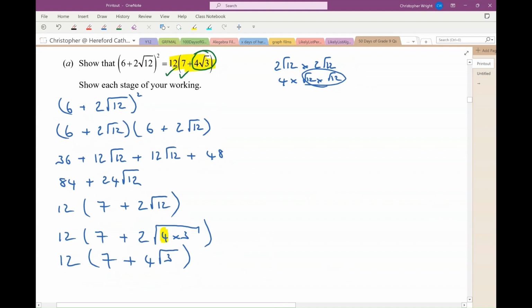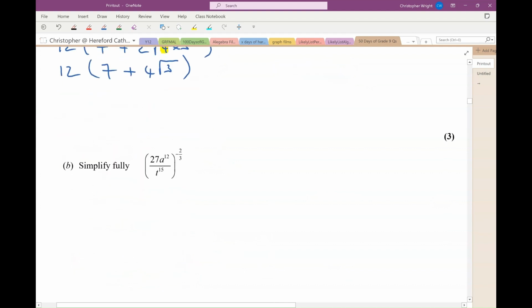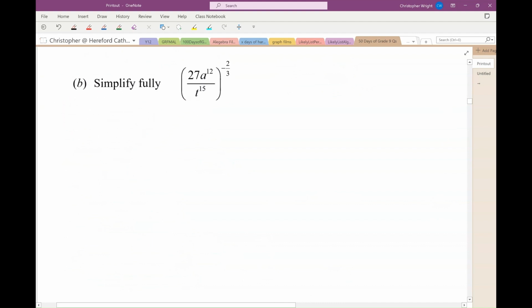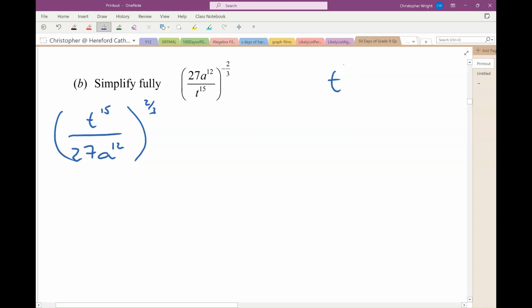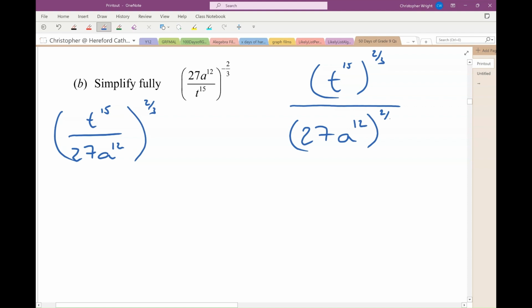Okay, let's have a look at part B. All right, I've got an algebraic fraction here, and the first thing I notice is it's to a negative power. So I'm going to write down the reciprocal of that fraction. I'm going to flip it over, and now that is to a positive power. Okay, now I'm going to think about this as being t to the 15 to the power of 2/3 over 27a to the 12 raised to the power of 2/3.